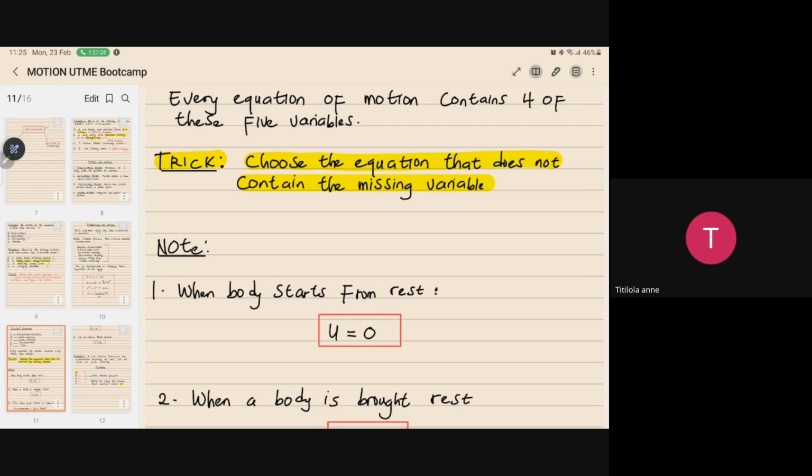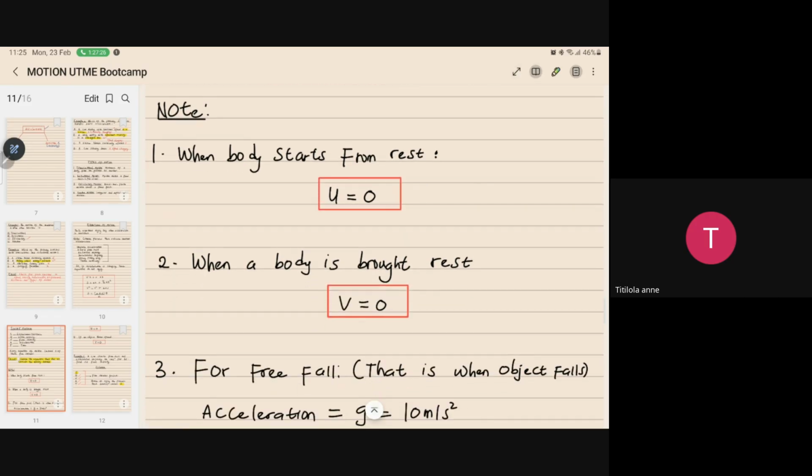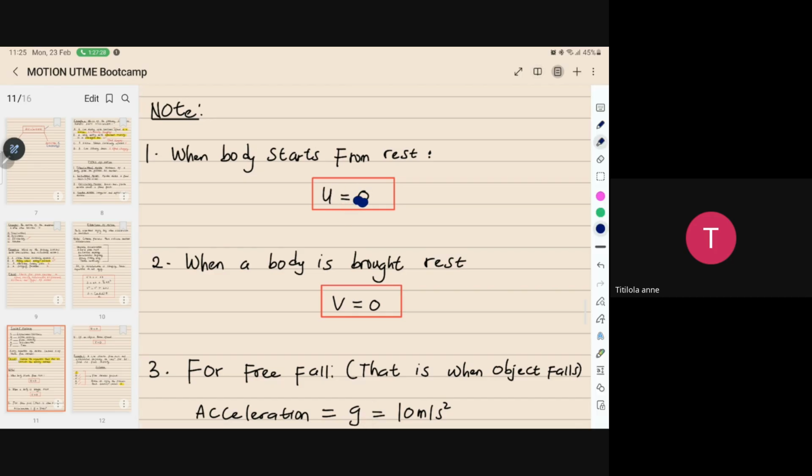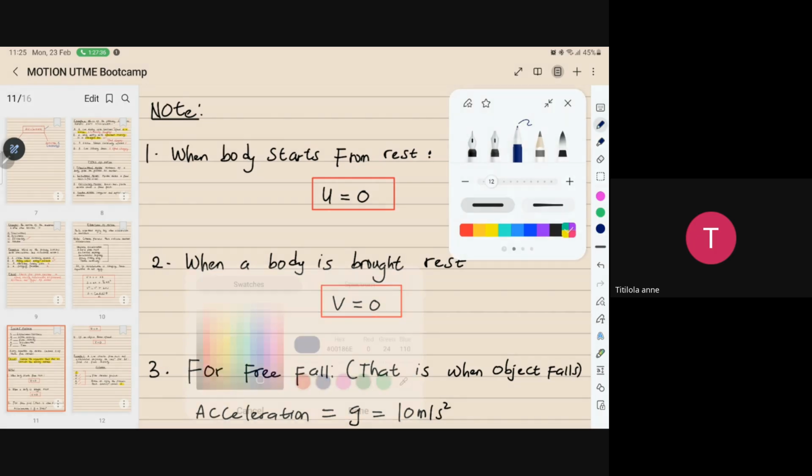So now look at the variables I want you to always remember. When the body starts from rest, U is equal to 0. These are the rules and regulations. When a body starts from rest, it means that initial velocity, remember that this is initial velocity, is 0.